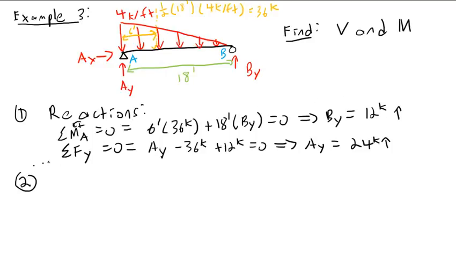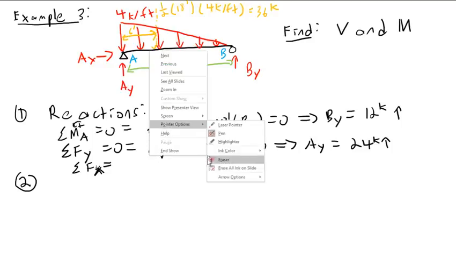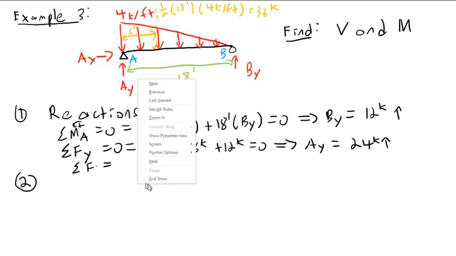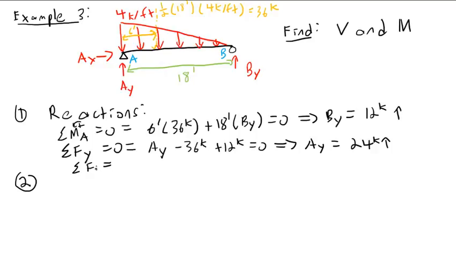And obviously, I could also say sum of forces in the x direction, just for any pedants in the classroom, although I don't like how that looks. For all you pedants out there, AX plus 0 equals 0, therefore AX equals 0, because there are no forces in the horizontal direction. So we have our reactions, and the next step is to develop our load function.